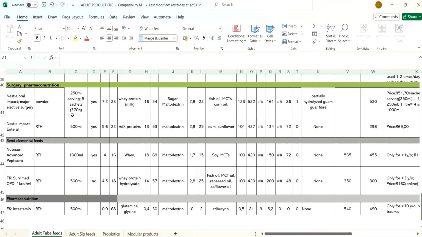Now we have the semi-elemental feeds. So it should say on your feed whether it's semi-elemental or elemental, for example, right? Or even hydrolyzed whey protein or hydrolysate. In this case, we have a hydrolysate. It should state on the product, or you could ask your product representative for that information. Okay, semi-elemental feeds generally don't contain fiber. From my experience, they generally don't contain fiber.